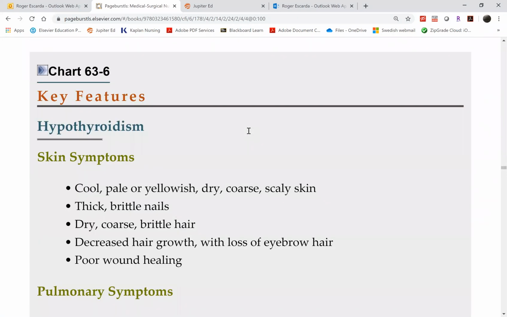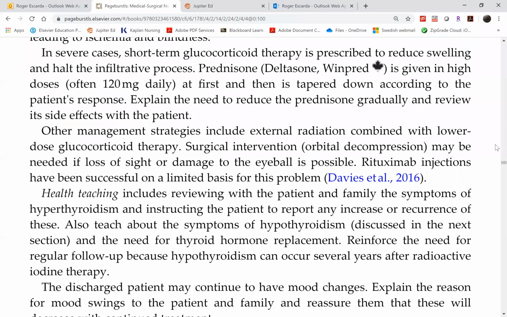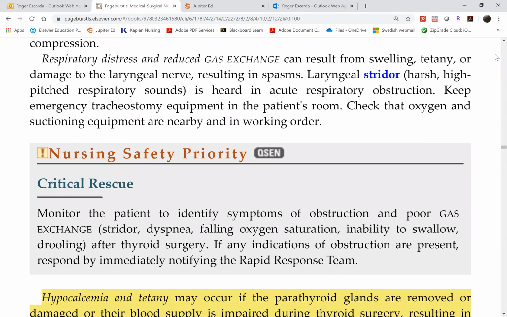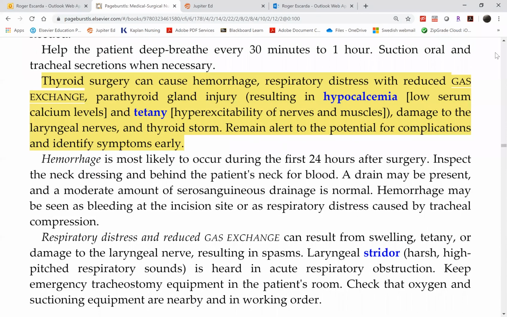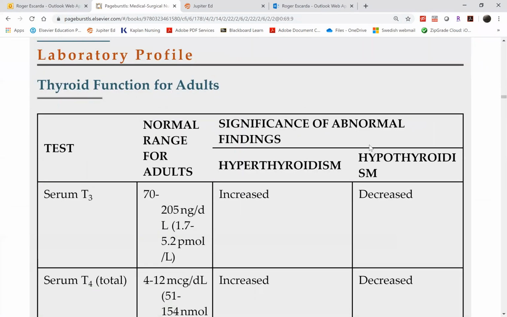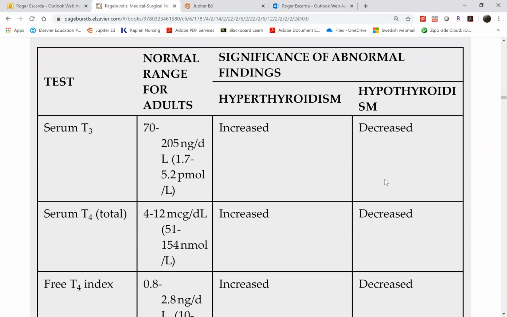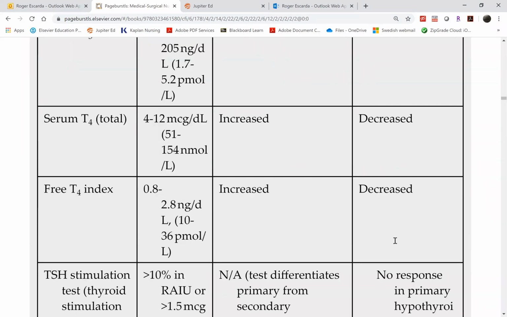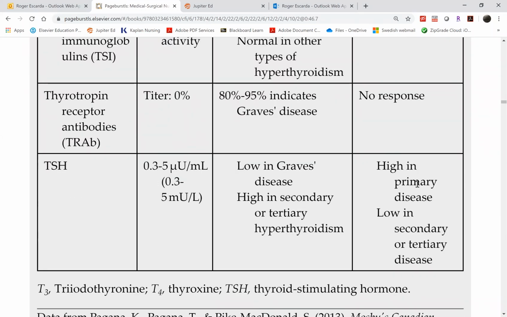All right, go back to the labs again. Table 63-2. Okay, very good. Page 1266. So here is hypothyroidism. T3, T4, and free T4 are all decreased, but look at your TSH. TSH in primary disease will be high. Okay, so completely opposite in Graves. However, in pituitary disorder, which is secondary, it is the same. So your T3, T4, and free T4 are low, so is your TSH if it is caused by a pituitary problem.